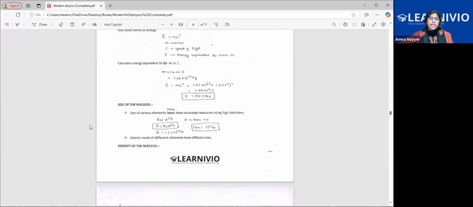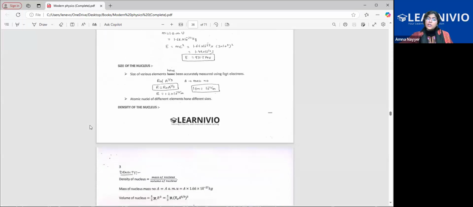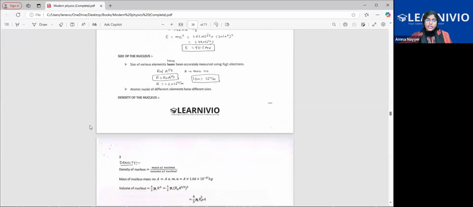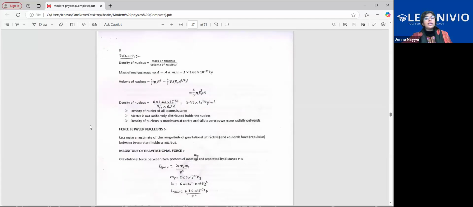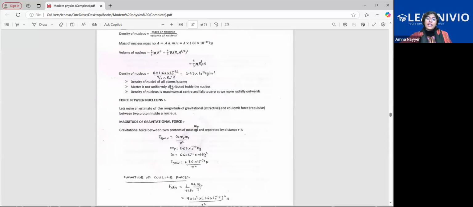So E is equal to mc square. Size of nucleus: R is equal to R naught A to the power 1 by 3. Density also is fixed, 2.97 into 10 to the power 17 kg per meter cube. This is fixed, so density of nuclei of all atoms is the same. Remember, in questions like those of iron, you will be getting the same value. So do not worry about whether any element is present or not. Straight away, just keep on writing the value of density as 2.96 into 10 to the power 17.